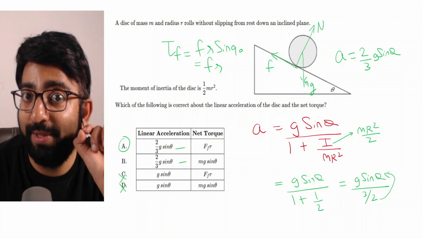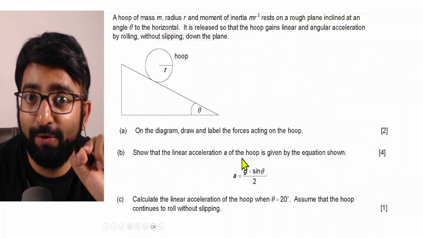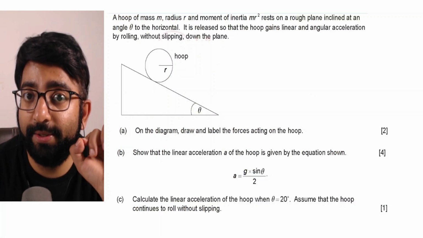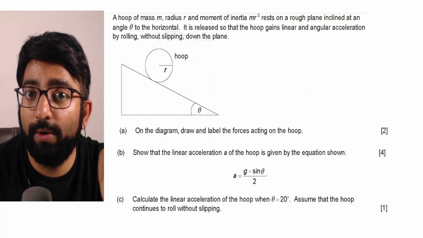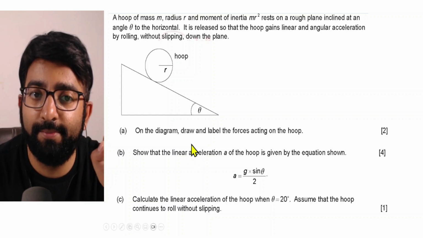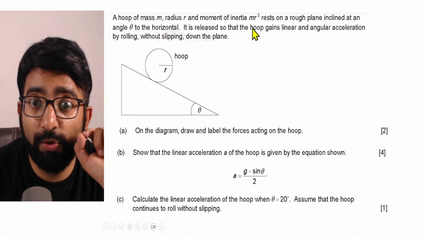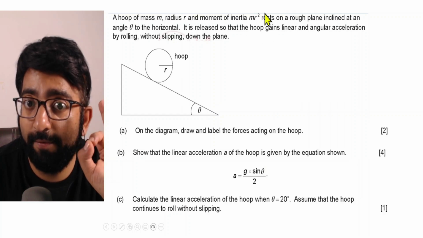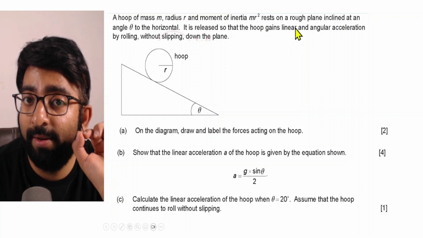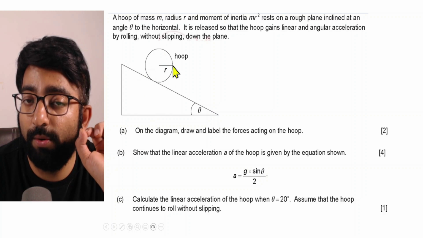So now let me show you that type of descriptive question which is based on this concept. So here we go. Please take your time, read the question very carefully, try to do it on your own, and then only proceed ahead to see the video solution. So here we have a hoop of mass m, radius r, moment of inertia mr square. Its moment of inertia is already given, rests on a rough plane. Since the incline is rough, which means the hoop is going to rotate.